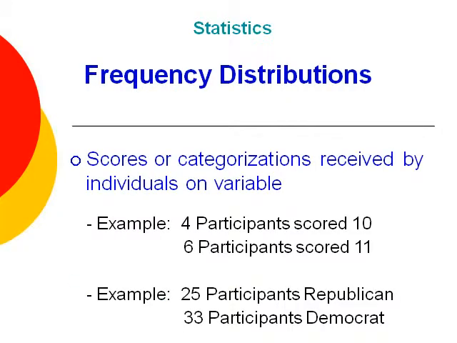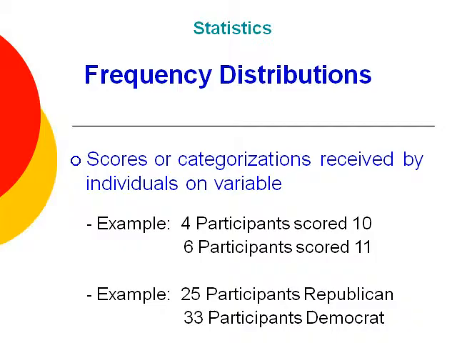A frequency distribution reports the number of individuals or test takers scoring at a particular value. Remember, an individual can receive either a score on a continuous variable or be classified on a categorical variable. When a variable is measured using a continuous scale, individuals will receive scores. For example, on a measure of anxiety using an interval scale of measure, we might use a frequency distribution to report that 4 people received a score of 10 and 6 received a score of 11.